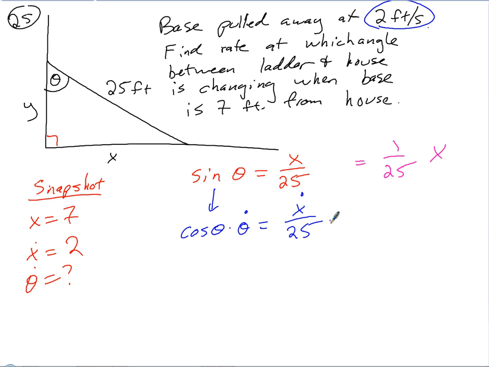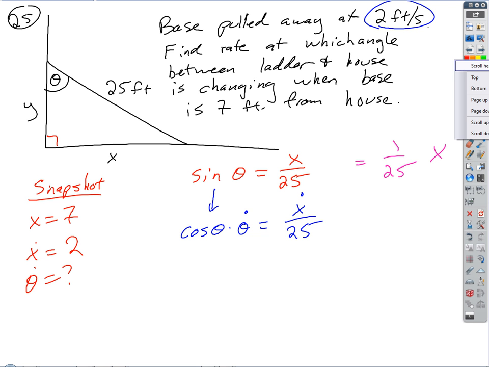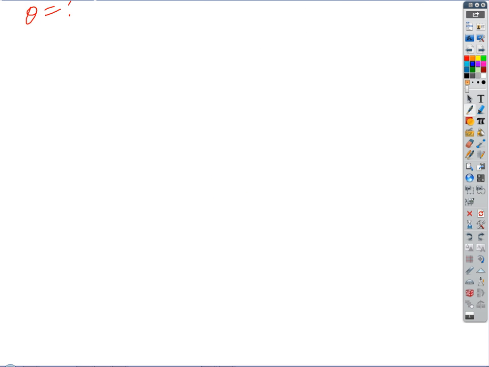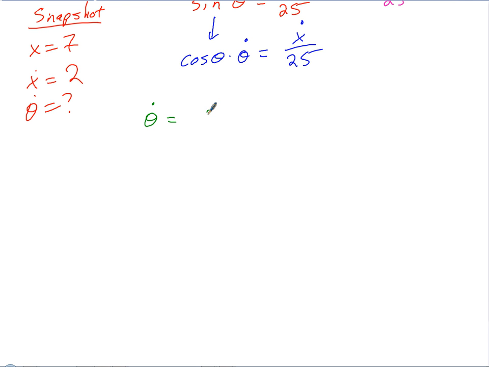We're trying to solve for theta dot. To isolate theta dot, all I have to do is divide each side by cosine theta. So then I end up with theta dot equals x dot over 25 cosine theta, right?